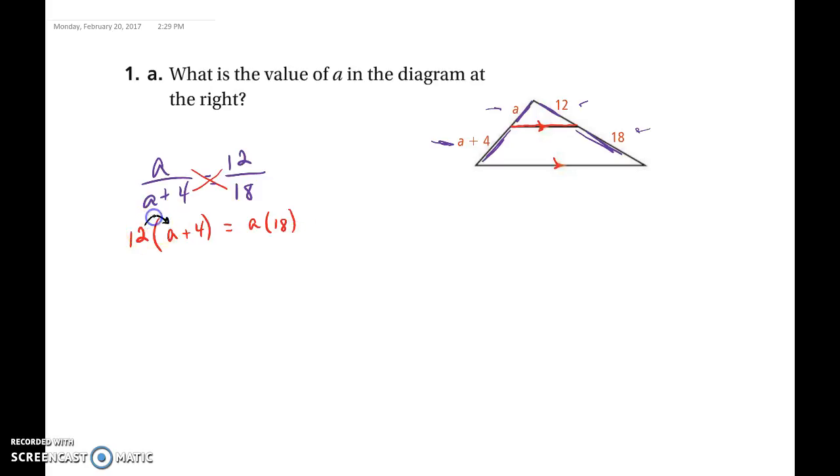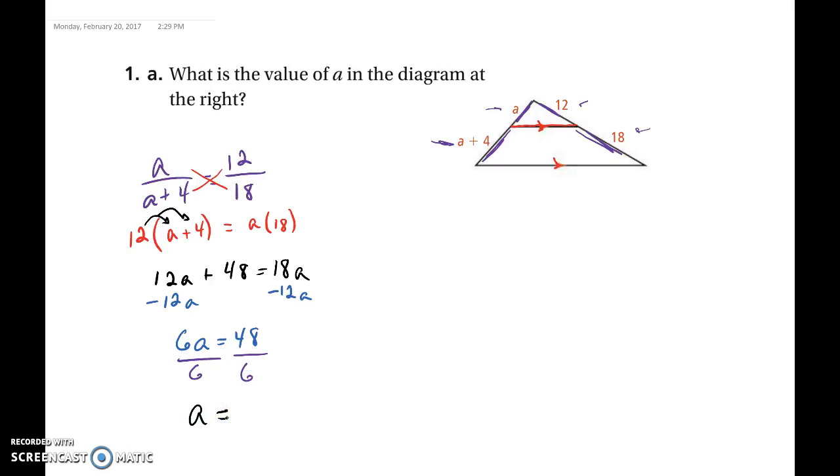We distribute the 12 in. So 12A plus 48 is equal to 18A. We'll subtract over the 12A. So then we get 6A is equal to 48. We'll divide each side by 6. And we get A is equal to 8. All right, so that is our final answer for this. All it asked for was A, it didn't ask for any of the side lengths.